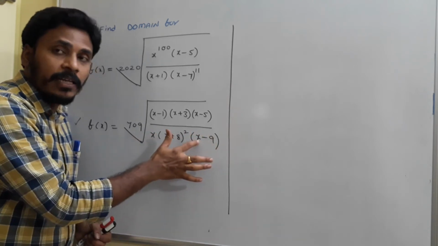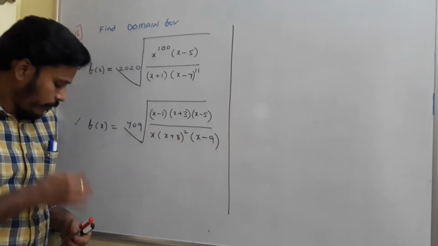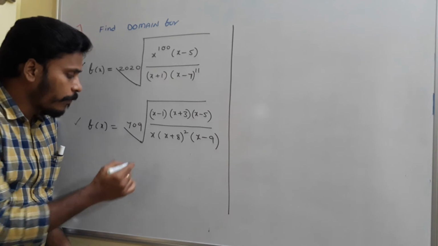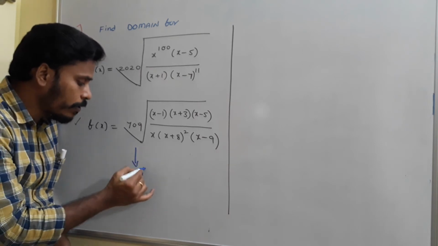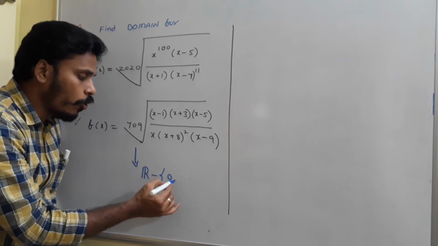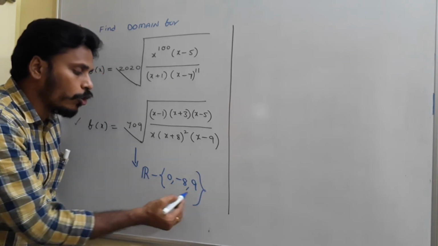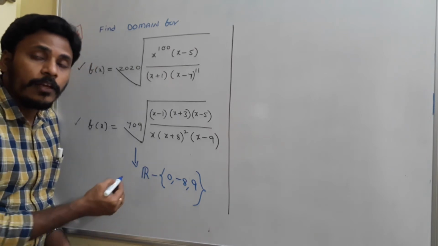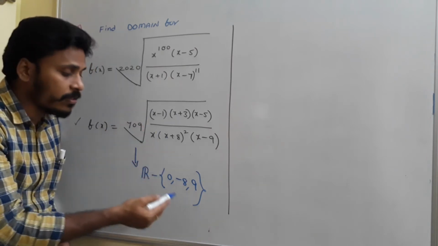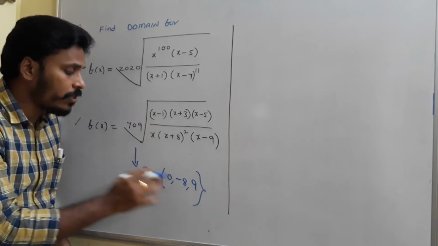If this x is 9, then this denominator is 0, then f of x won't exist. And that's why directly it is easy to say the domain for this particular problem is simply all the real numbers minus 0, comma, minus 8, comma, 9. Just we need to remove these three numbers from the real numbers. If you replace any value in the place of x except these three, for all those values the function will exist, and that's why this is the domain.